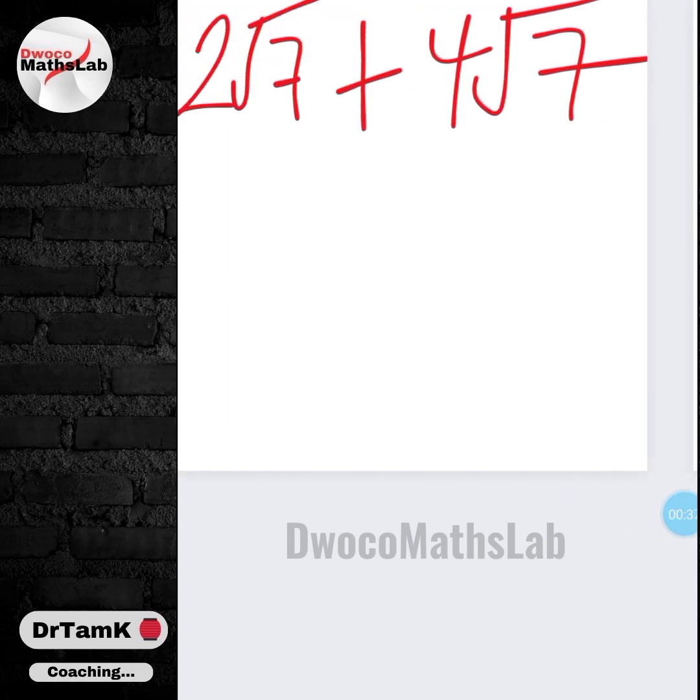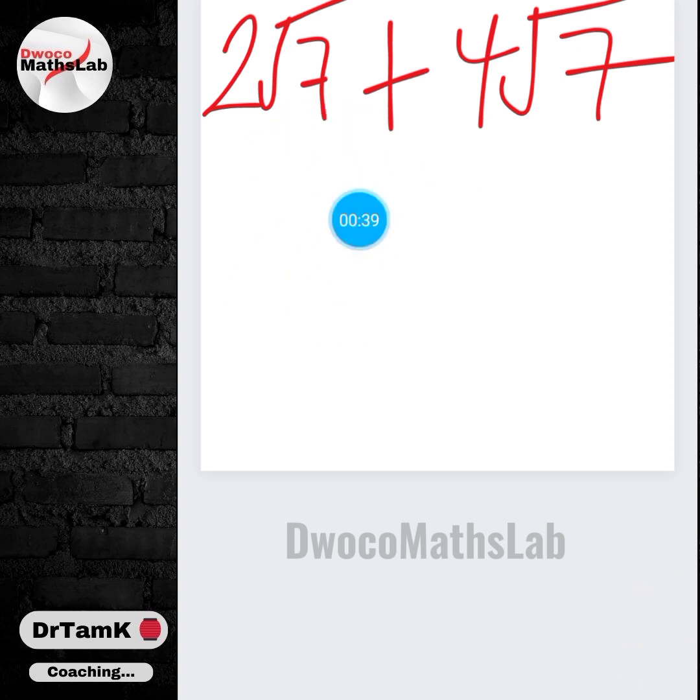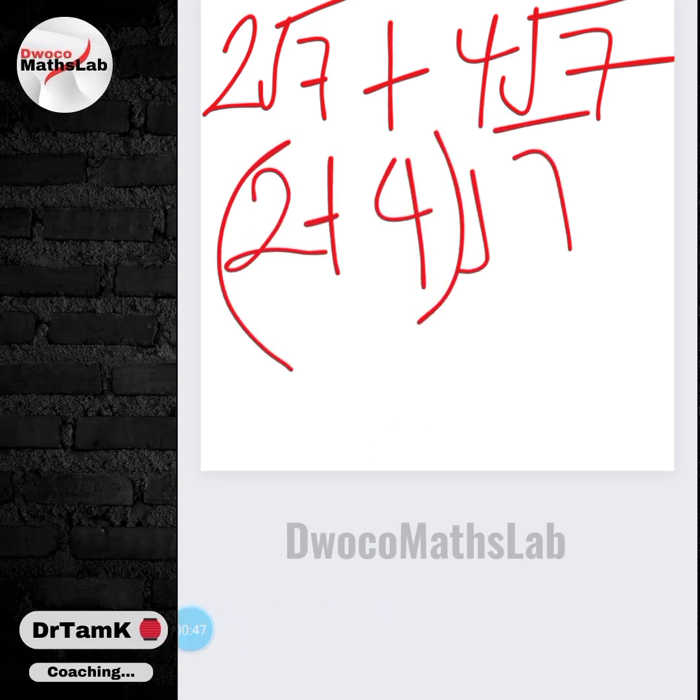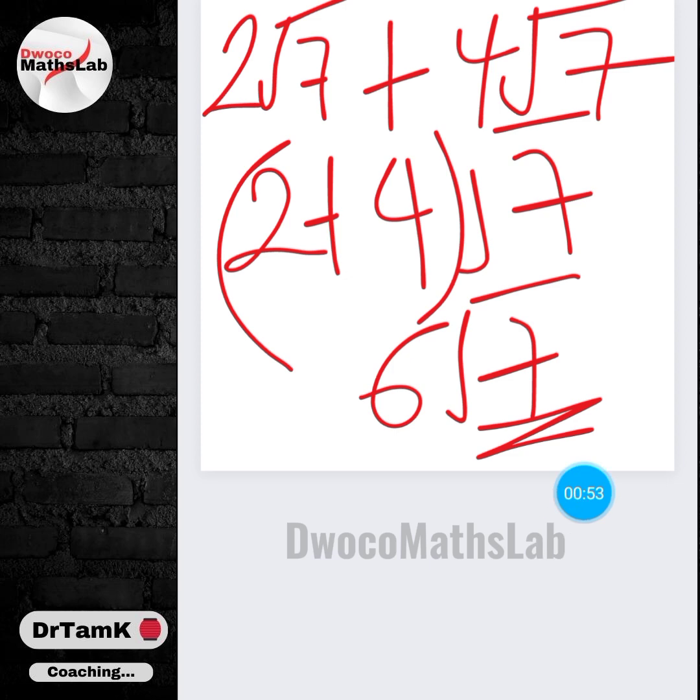What we're going to do is factorize. So if we factorize this, root 7 comes out, and then 2 plus 4 remains, so we get (2 plus 4) bracket root 7. Is it clear? And that's going to give us what? 6 root 7. So we have gotten 6 root 7 for the first part.